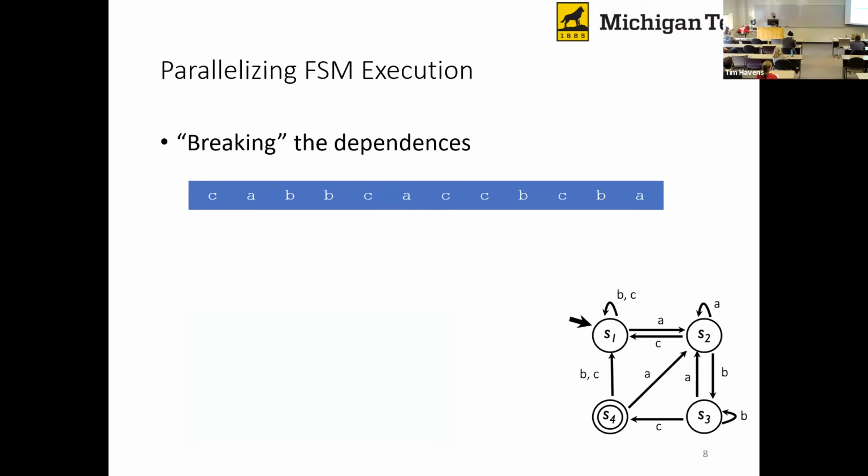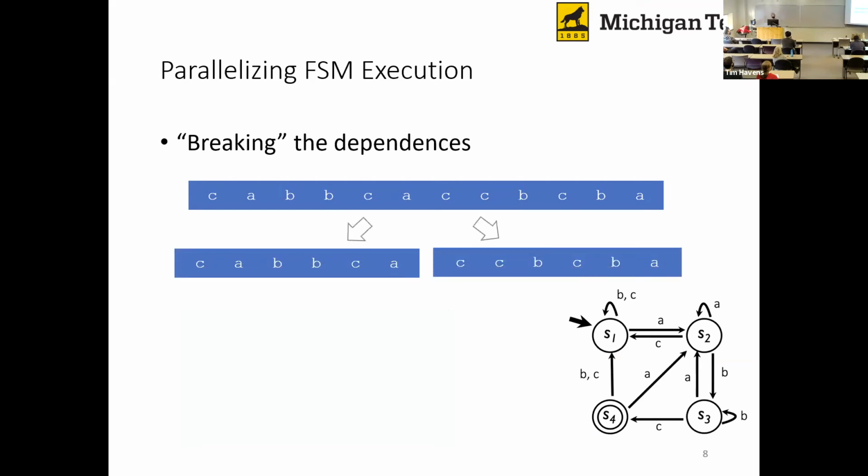So to break the dependence, a very natural idea is if we can split the input sequence into 2 segments, and then we run them in parallel. We know that for the first segment, the starting state is the original starting state. But which state should we use for the second divided segment? It depends on the execution results of the previous one. So in fact, this is the dependence, right?